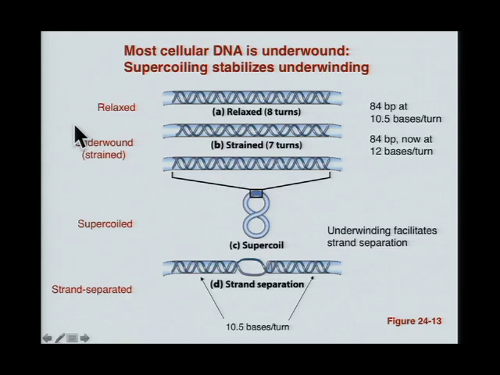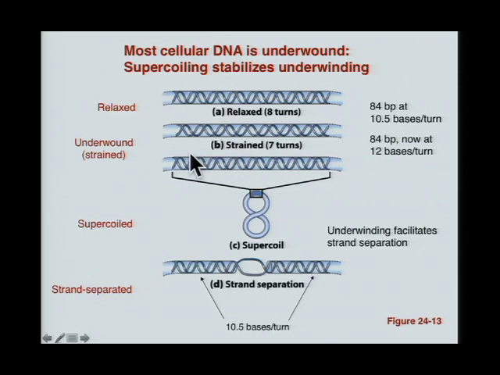Okay, so B-form DNA is a right-handed helix, and so in general in cells, the DNA is underwound. And so this supercoiling should occur in a left-handed orientation here. So this is not drawing, this is drawing actually a right-handed supercoil. But in your cells, it generally would be the opposite orientation.